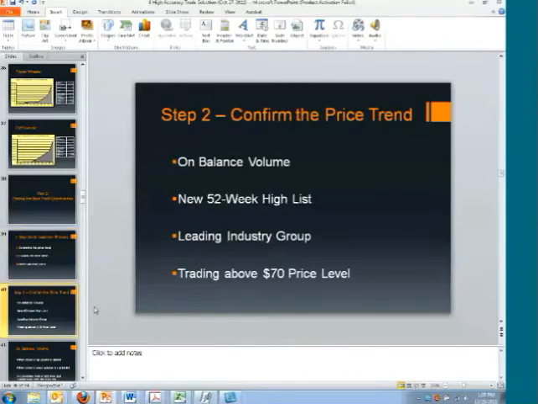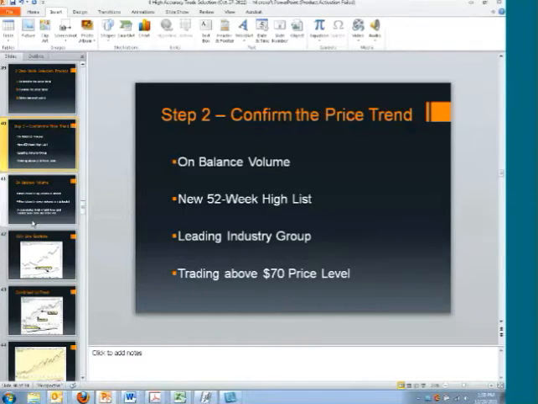So let's look at step 2 in a little bit more detail here. Step 2 is, again, to confirm the price trend. And we use several confirmation indicators: on-balance volume, I like to also use the new 52-week high list, also leading industry group, and also the price level of the stock. And so these are 4 of the trend confirmation indicators that I like to use to confirm the price trend.